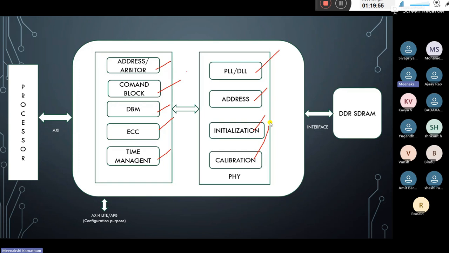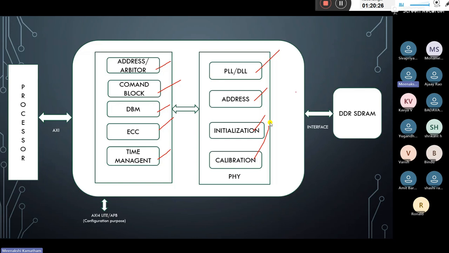After that, we need to give the column command. After column, immediately we'll get the data, or we need to write the data. Coming to the PHY block, the PHY is also in our project. What we did is mainly verify the controller. In the PHY we are not verifying. Generally, as per my knowledge, we have to verify only one block.